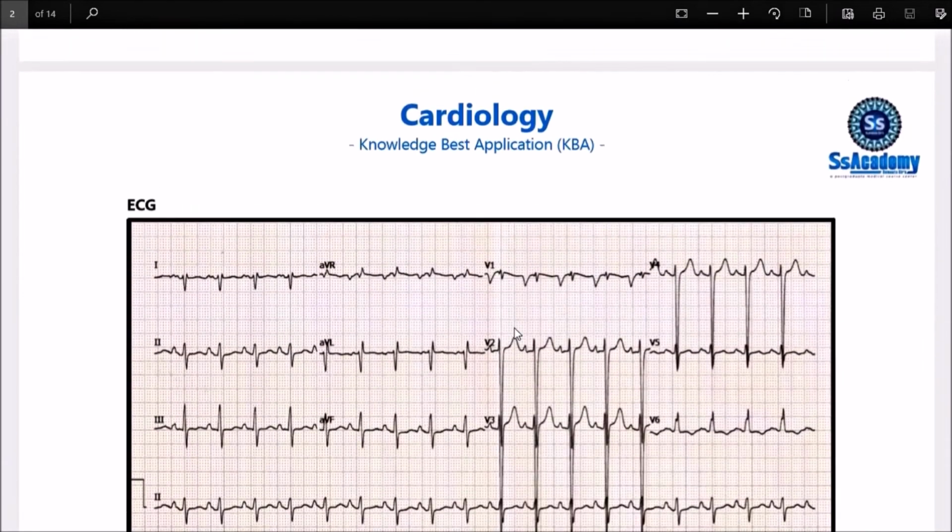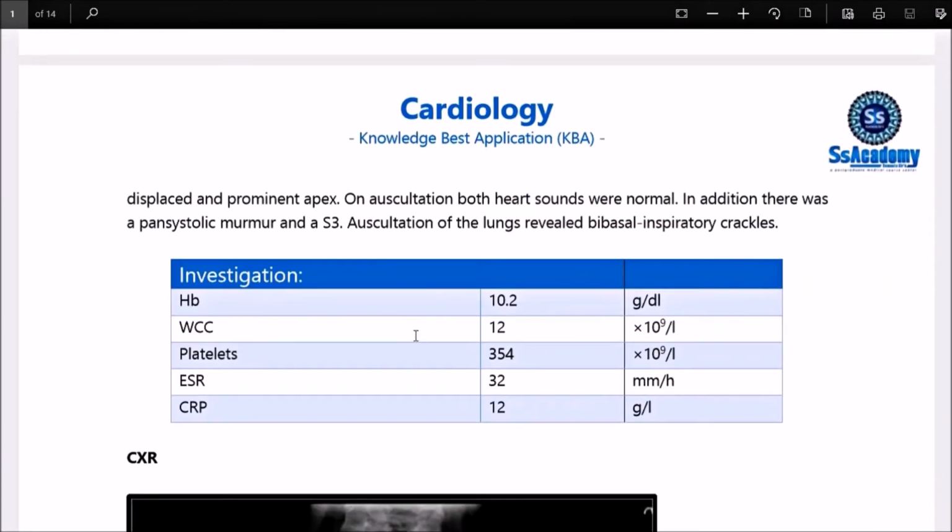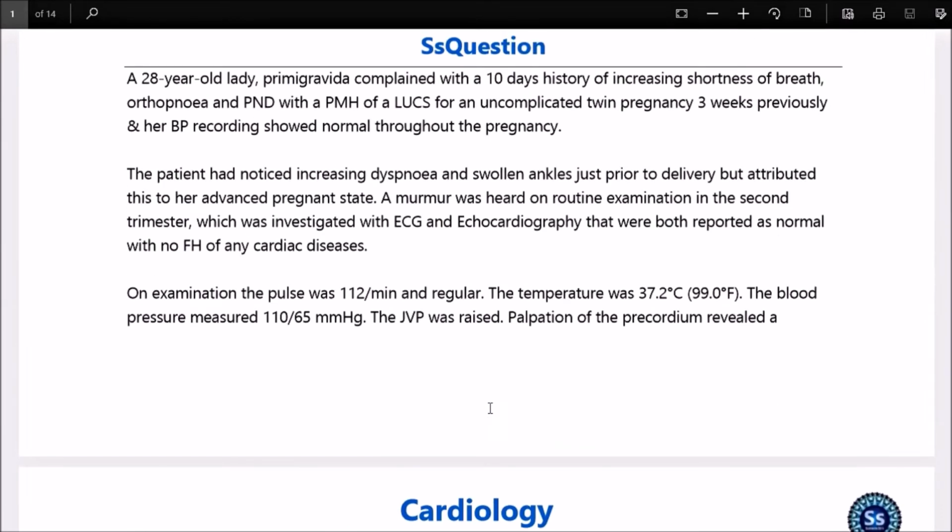So what else do the data show? The investigations show hemoglobin 10.2, WBC once again 12, platelets 354, ESR 32, and CRP is 12. What about the examination findings? On examination, the pulse was 112 beats per minute. The temperature was 37.2 degrees centigrade. The blood pressure measured 110 by 65 millimeters of mercury. JVP was raised.